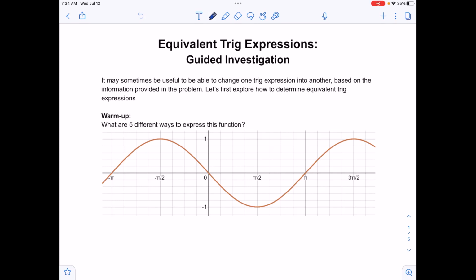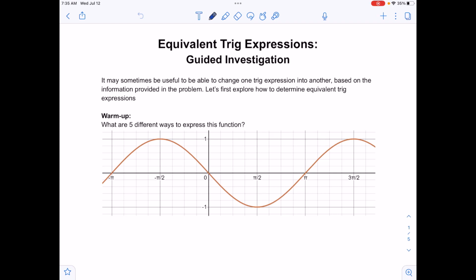All right, in today's lesson, we're going to be talking about equivalent trig expressions. We're going to go through a warm-up here, and this may be a bit of a trickier lesson. This is definitely going to be a longer lesson, so I'm going to try and take it as slow as possible. I really encourage you to pause the video and try to digest the information that I'm saying, as that's going to be the way that you have the most success in understanding this.